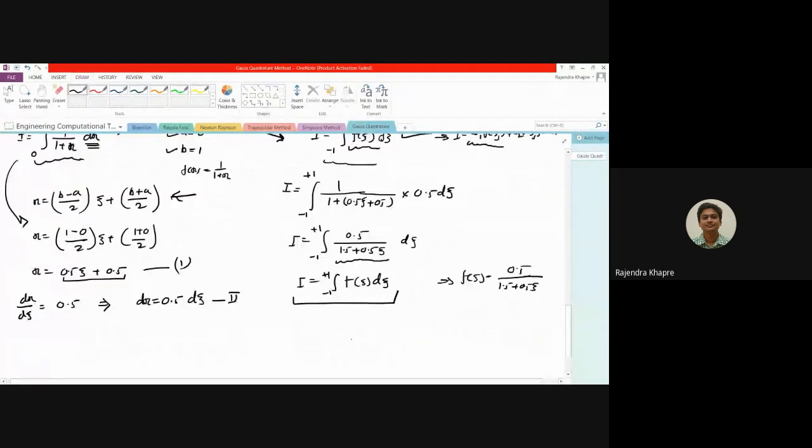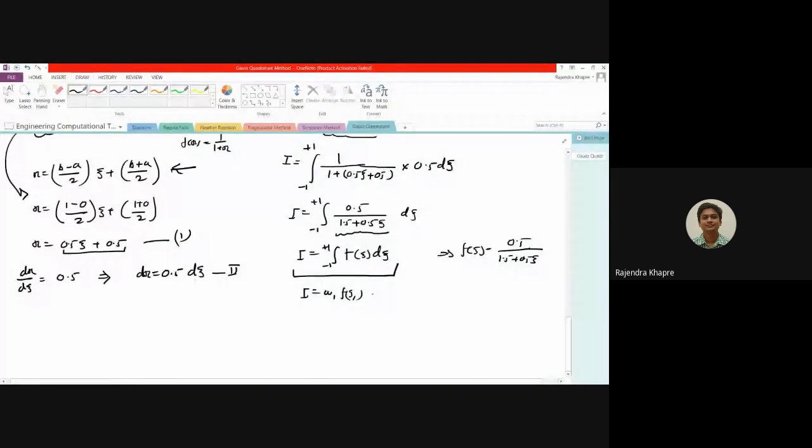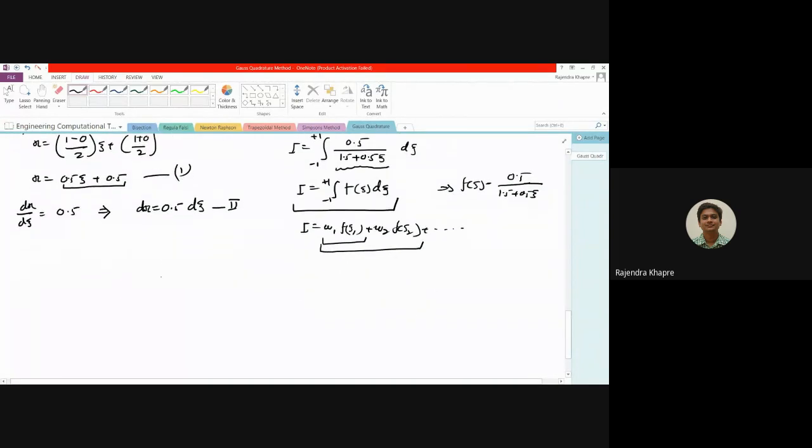What is the solution of this? The solution of this equation is W1 f of xi1 plus W2 into f of xi2 plus so on. It depends on how many integration points you are using. If you are using one integration point, only this much portion will come into picture. If you are using two integration points, this much of the equation will come into picture. So let us try to find the solution using just one integration point. Let me write it down over here: only one integration point.